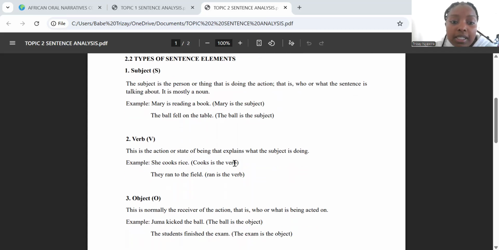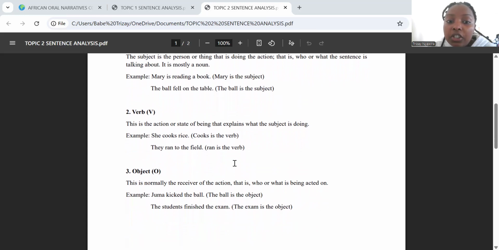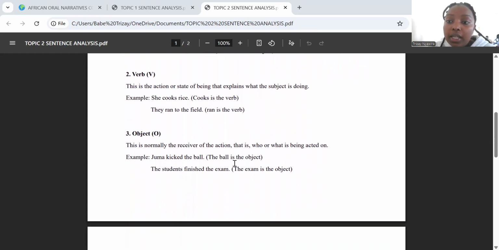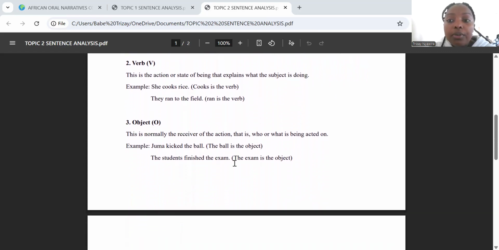Our next element is the verb. This is the action or state of being that explains what the subject is doing. For example, she cooks rice. Cooks is the verb. And they ran to the field. Ran is the verb. Or she did her exam. Did will be the verb. On to the next element. I hope you all understand.